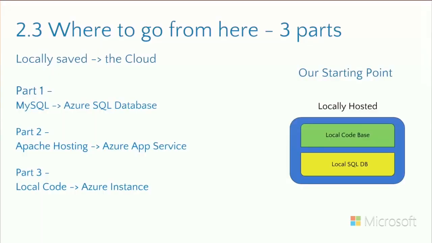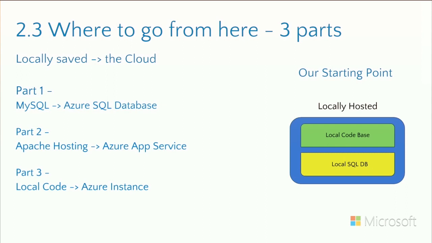All right, so now is time to take our local project and break off the different steps we're going to take in order to get that local project out to an external server, from a database server to also a web server in general. Now, there are three parts to this. Basically, we have something locally saved and we want to get it to the cloud. We need to break that into workable chunks. So the first workable chunk is taking our MySQL database and transferring it over to an Azure SQL database.